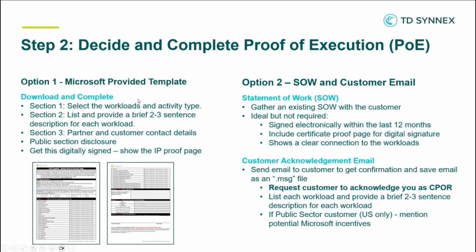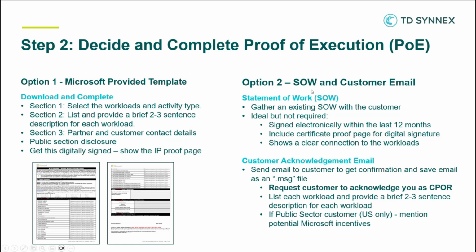Okay, so if we go through option 1, you're going to download the Microsoft provided template. It's just a Word doc. You're going to fill it out, sections 1, 2, and 3, and then you're going to send that document to the customer, and the customer has to sign it. It does need to be digitally signed so that it has like a certificate statement, IP proof page, to prove that it was signed.